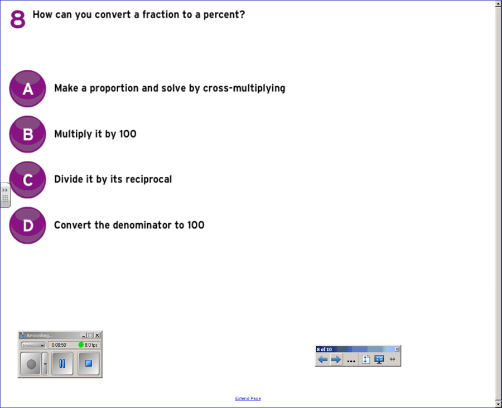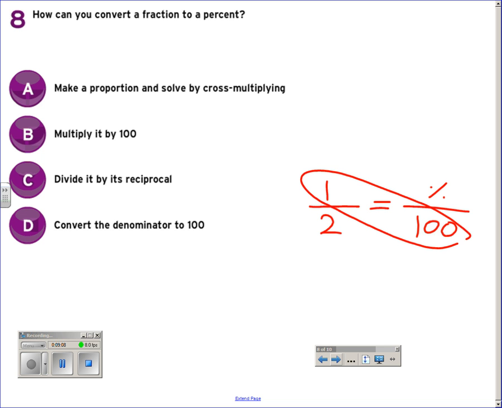How can you convert a fraction to a percent? All right, so say you had 1/2. There's a nice, easy fraction. How do you make it into a percent? Well, what are percents always out of? 100. What's this called? A proportion. Cross multiply. What's 1 times 100? 100. So that means that 2 times whatever the answer is also has to be 100.